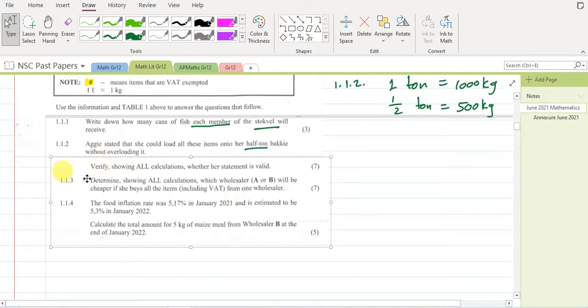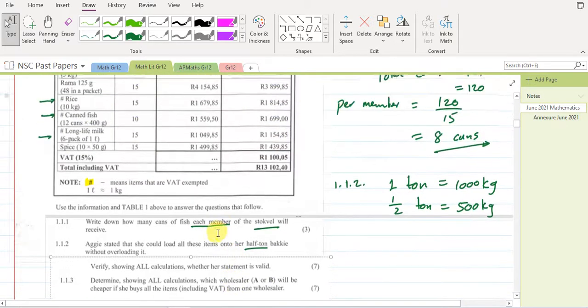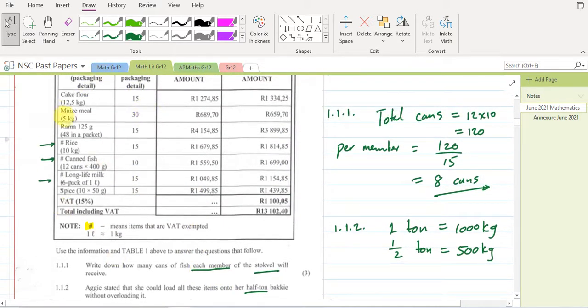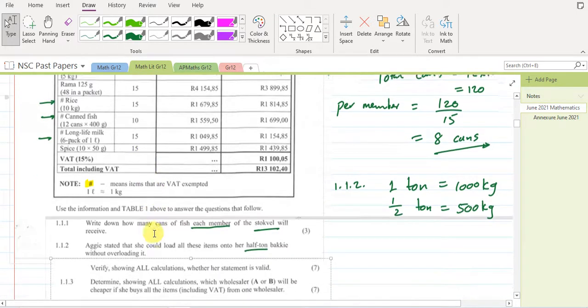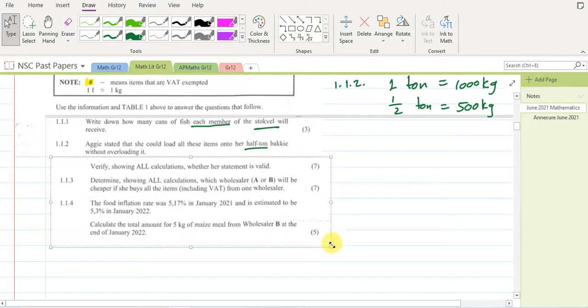Now how are we going to do this problem here? 1.1.2. What we're going to do is we're going to see what is the total weight of all these items here. You can either look at the total weight of all these items, or let's look at the heaviest items, right? So okay, let's just do the total weight of all these items here.